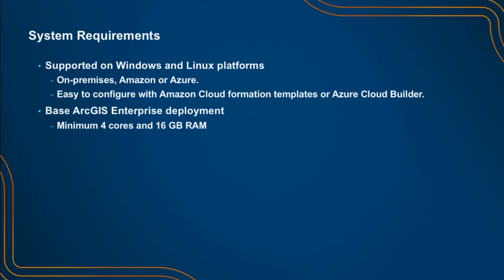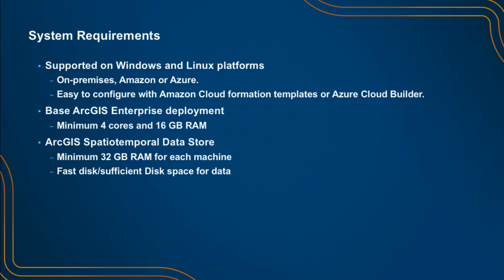For the base ArcGIS Enterprise deployment, the minimum recommended resources are 4 cores and 16 GB of RAM. And the Spatiotemporal Data Store requires a minimum of 32 GB of RAM. And you should also consider having a disk that's fast and also sufficient disk space depending on the amount of data that you want to store on the spatiotemporal store.